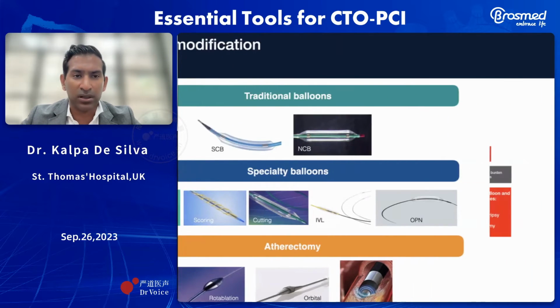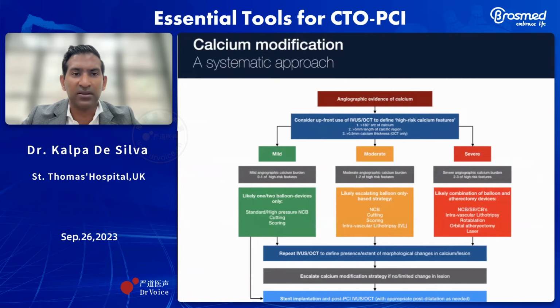From my point of view, I try and keep my calcium modification as systematic as possible. I try and use, wherever possible, intracoronary imaging to guide what I do in terms of modification technique. I then try and categorize it according to mild, moderate, or severe.